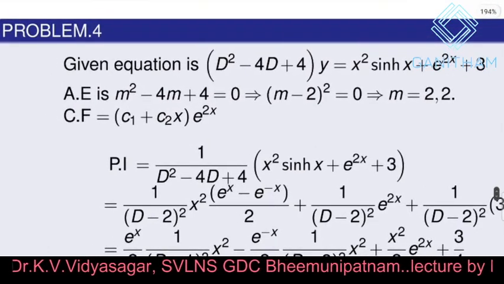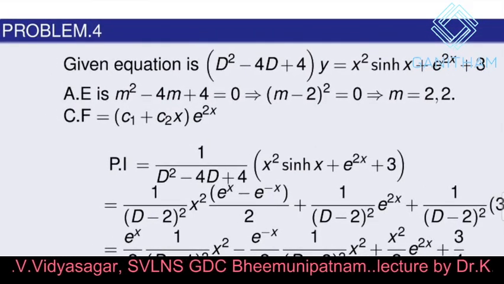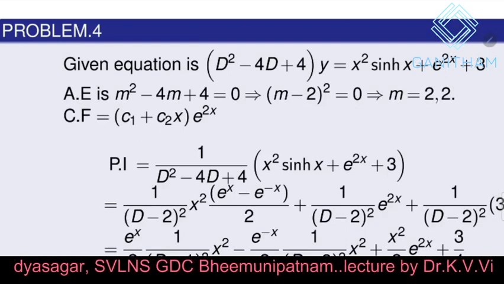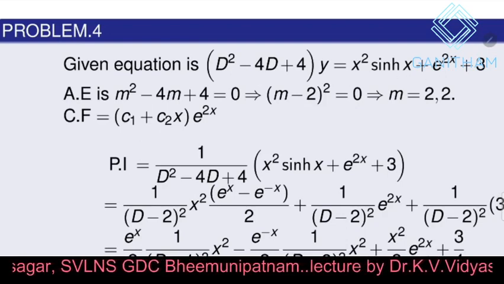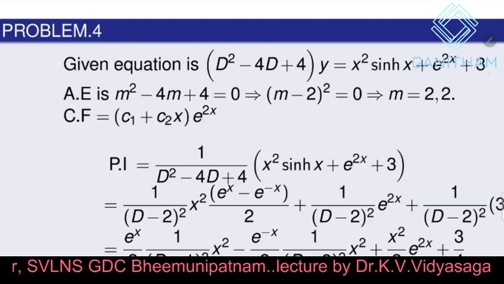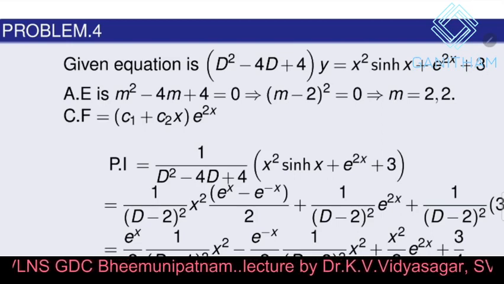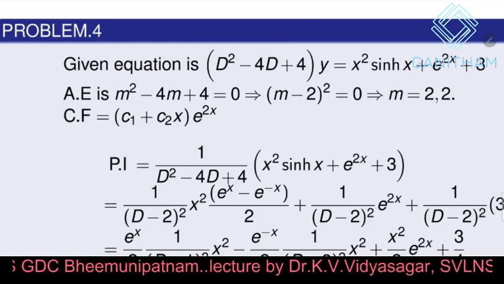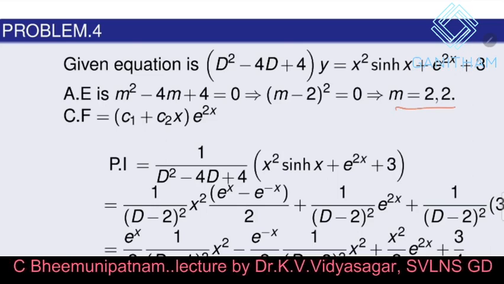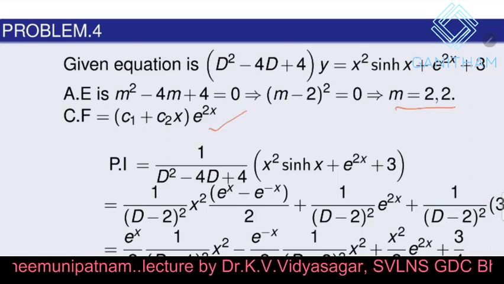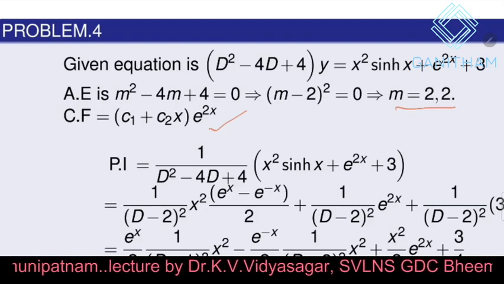Problem number 4. The given equation is (d square minus 4d plus 4) y equals x square sinh x plus e to the power of 2x plus 3. So the auxiliary equation is m square minus 4m plus 4 equals 0. So the roots are real and equal. So the corresponding complementary function is (c1 plus c2x) into e to the power of 2x.